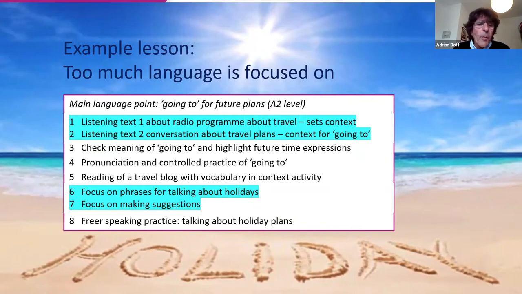It seems to me that probably having two listenings back to back isn't necessary here. The topic could very easily be introduced just by a simple illustration, and then perhaps have one listening. And I think the focus on going to is good and the practice is good. And it's a good idea to have some reading and introducing the vocabulary. But I think then having another focus on phrases and then a third focus on making suggestions is simply introducing too much language. So stages 6 and 7 could easily be dropped without destroying the lesson and making the lesson more streamlined. So in other words, instead of 8 stages, this could be reduced to about 5 stages.